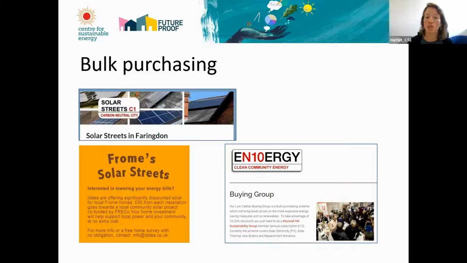E10 Energy also have a really great collective purchasing buying group. So they have a form that you can fill out online if you want to become a member of their bulk buying group. And their offer currently covers solar PV, solar thermal, new boilers and replacement windows. And they say that through that collective buying process, you can have discounts of between 10 and 20%. So that's a really interesting and potentially really beneficial route to explore.